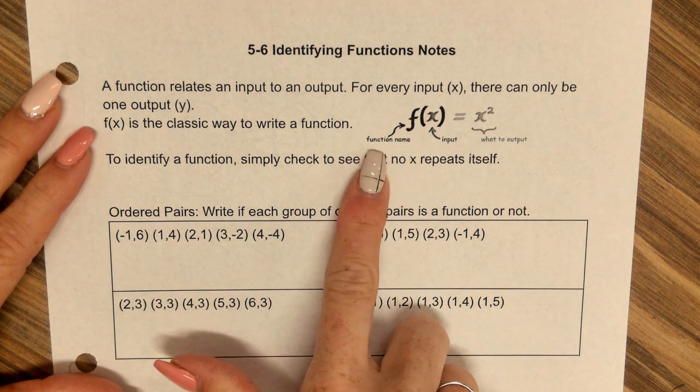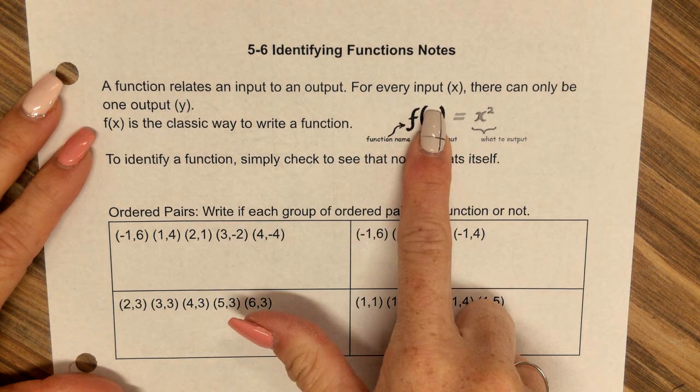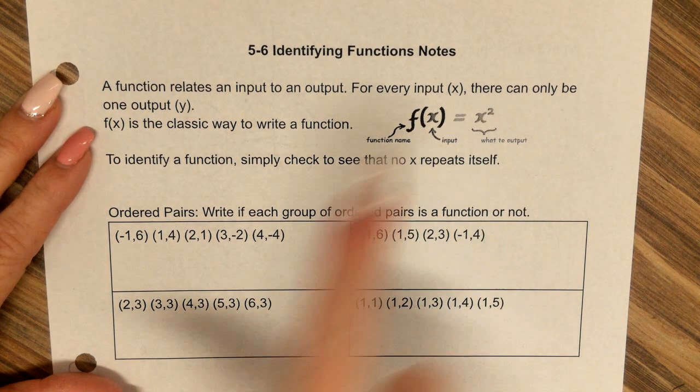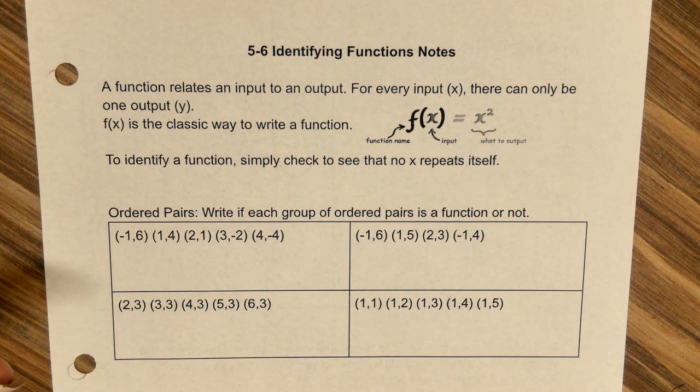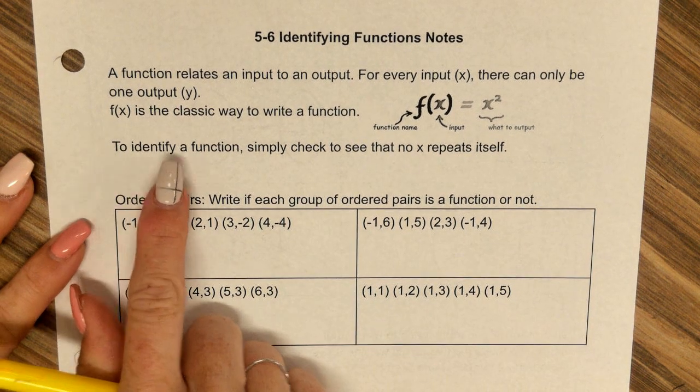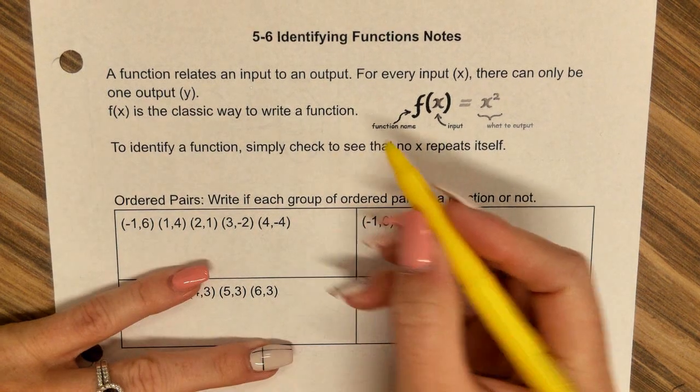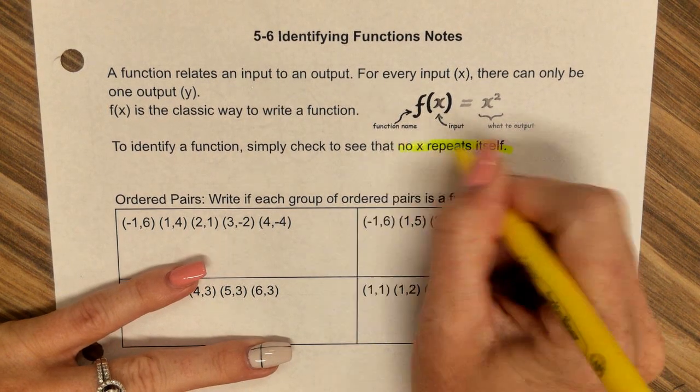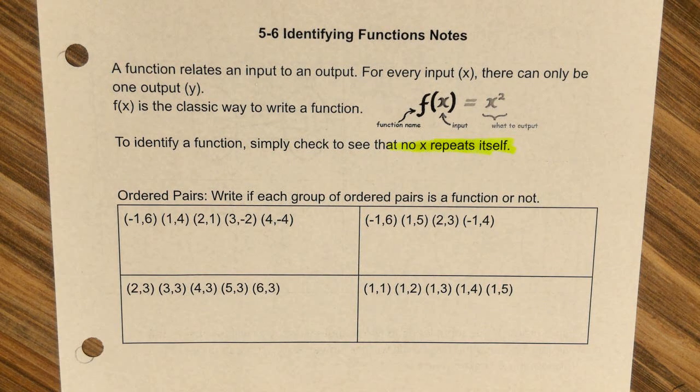This letter right here is the name of the function. This is the input, and everything over here is the output. Now, you don't have to know that in 8th grade. I just wanted to introduce that to you. Here's what we're going to do today. To identify a function, simply check that no x repeats itself. Did I say anything about the y's? Do we care about the y's? No. All we care about is that no x repeats itself.